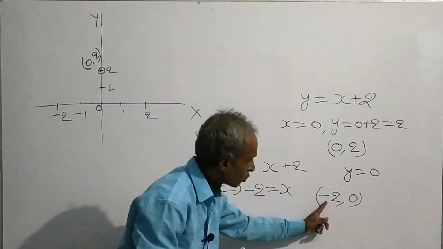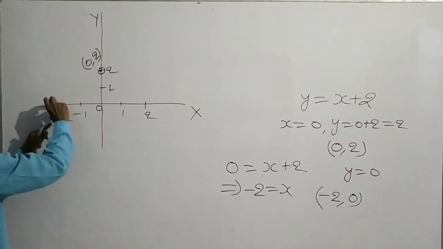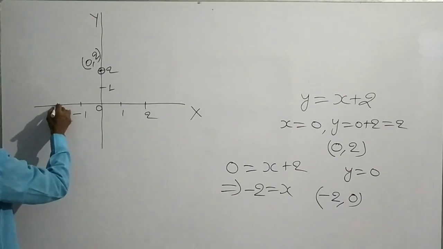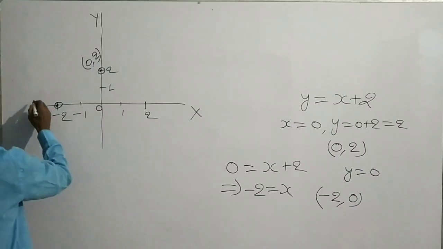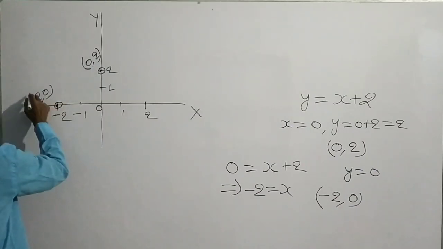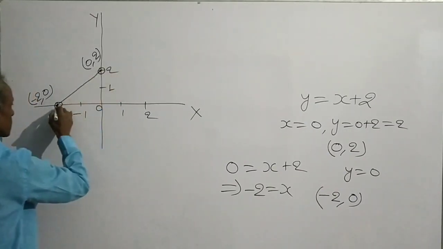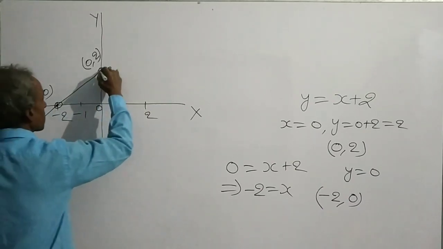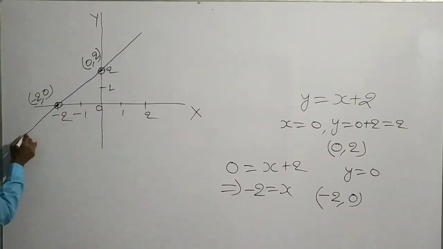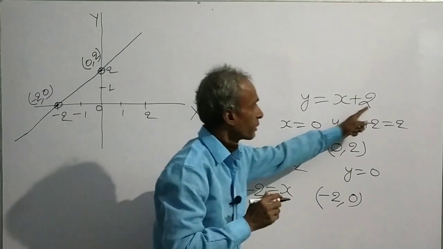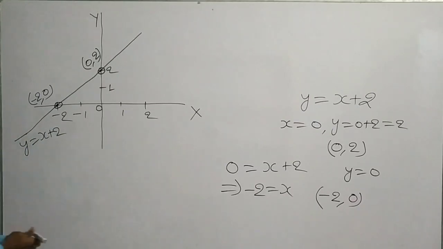X coordinate minus 2 and y coordinate 0. X coordinate minus 2 and y coordinate 0 means height 0. This is the point with coordinate of this point minus 2, 0. Joining these 2 points and extending this in both directions, we get the straight line whose equation is y is equal to x plus 2.